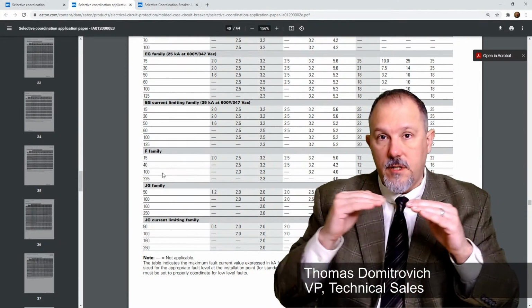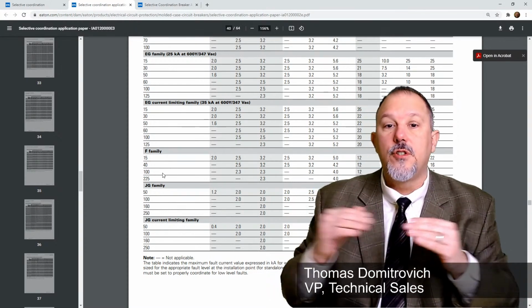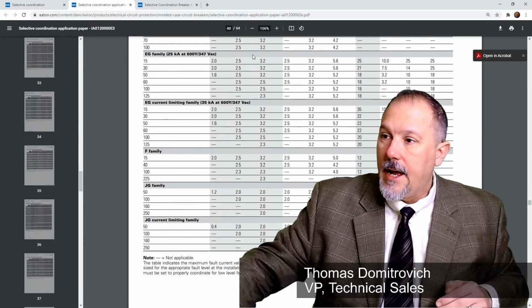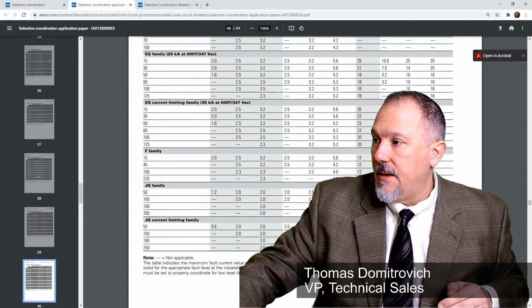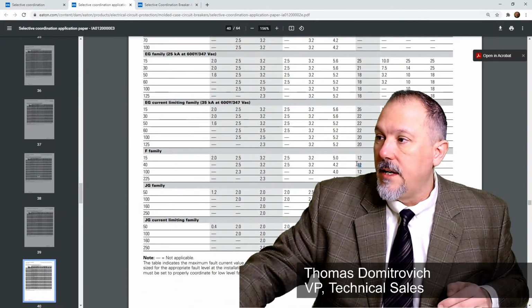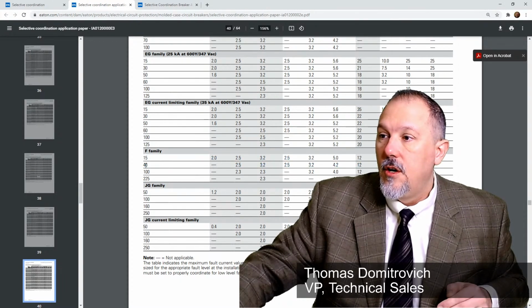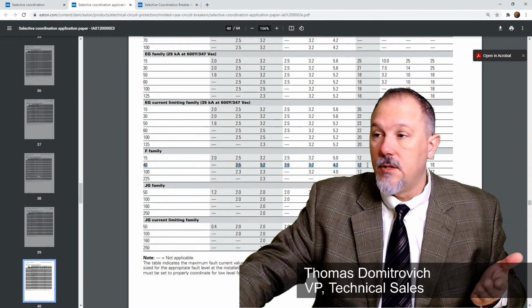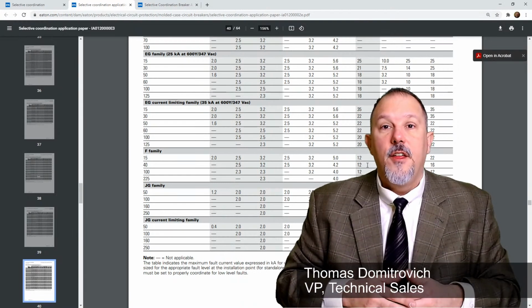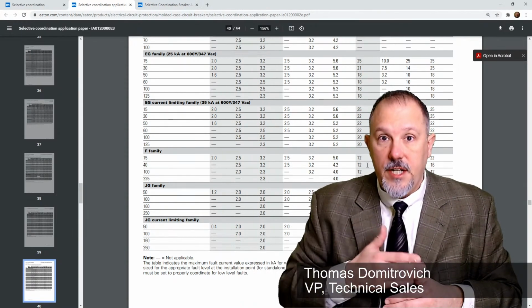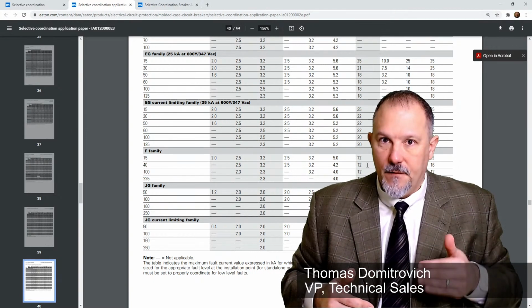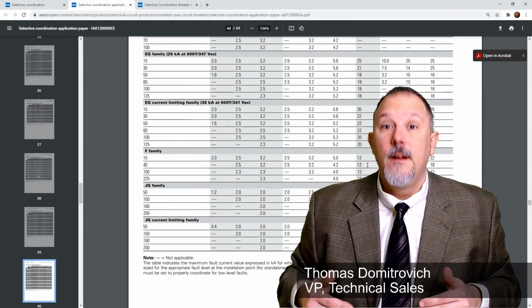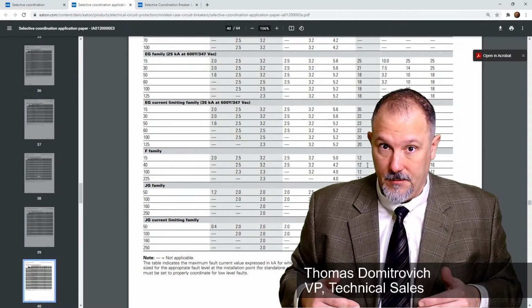So in this case, the F-frame 20 amp breaker is not listed, but because it is greater than 15, I wouldn't use the 15 amp row. I would use the 40 amp row. And I know that a 40 amp row on an LD 600 amp breaker will selectively coordinate up to 12,000 amps. So that tells me that my 20 amp breaker, which he was looking for, which is in between the 15 and the 40, if the 40 works at 12,000 amps, the 20 will work at 12,000 amps.